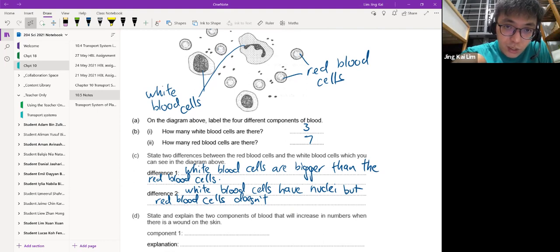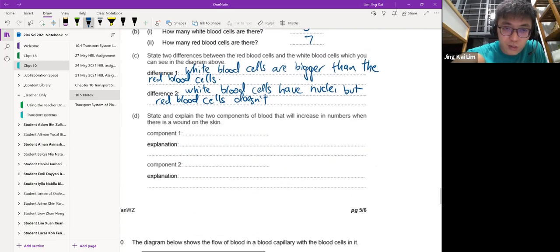As you can see here, this nuclei is circular. This one looks like an M shape. So this is 2 different types of white blood cell already. Then you can talk about the shape, and so on. So there are a lot of possible answers.